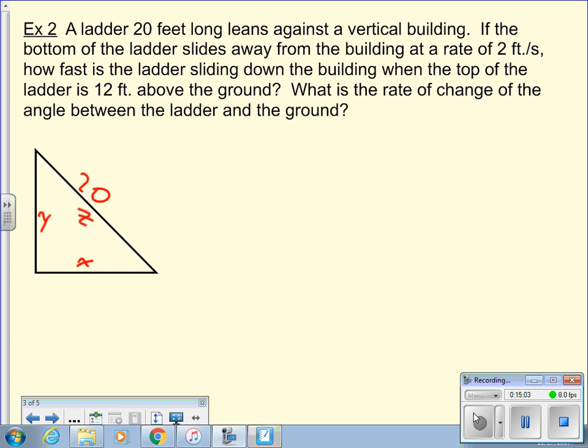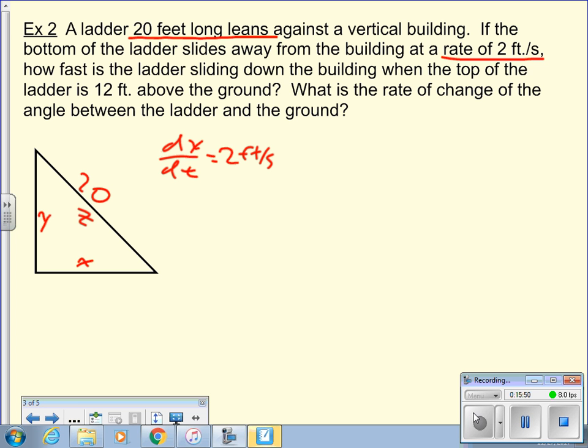So 20 feet long, that means it's the length of the ladder. If the bottom of the ladder slides away from the building at a rate of 2 feet per second, what is changing? One of those three things is changing with the bottom of the ladder sliding away. X. So that tells me dx dt, because it's a rate of change, feet per second, over time. X is measured in feet in this particular case. So dx dt is 2 feet per second. Is it positive or negative?